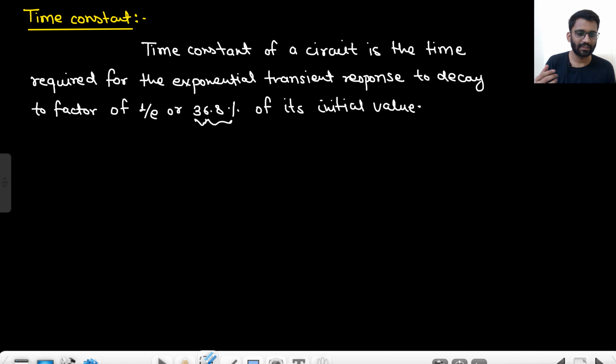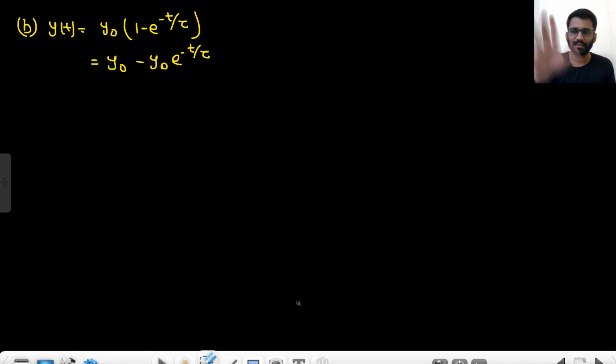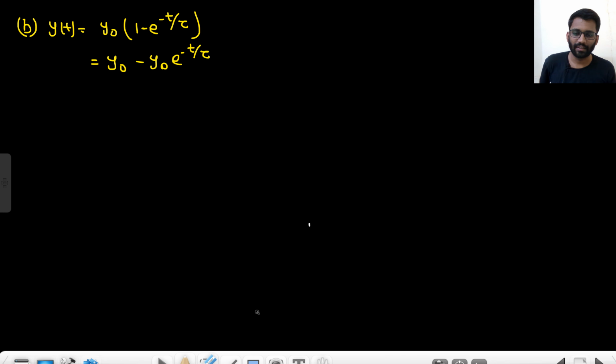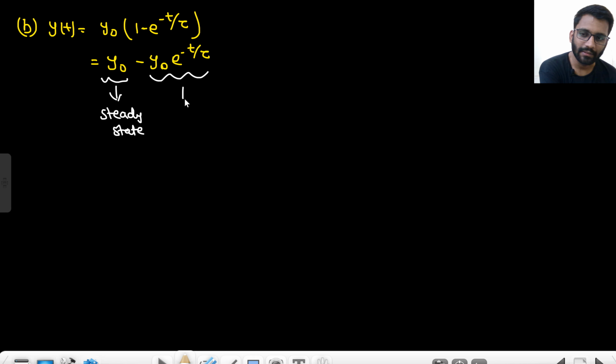Now those who have already studied this topic will think that there is one more definition as 63%. Someone says that they are reaching 63% of some final value or something like that. So let me explain that. We will see that in this example. Tell me, there are two parts, right? This is the steady state part, and this is the transient part.